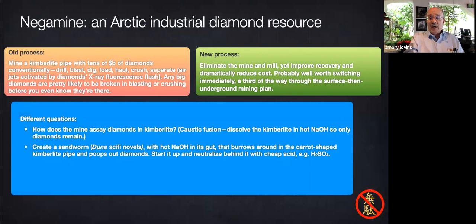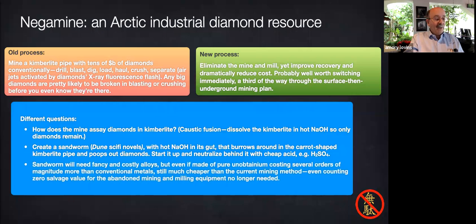Recovery would improve because any goose egg sized diamonds wouldn't be broken by blasting or milling before they were detected. Moreover, the entire mine and mill would no longer be needed. Now, even if the sandworm's gut had to be made of pure unobtainium to withstand the corrosive hot caustic nasty stuff, the total cost should still decline dramatically. So the mine manager was exceptionally open and imaginative.